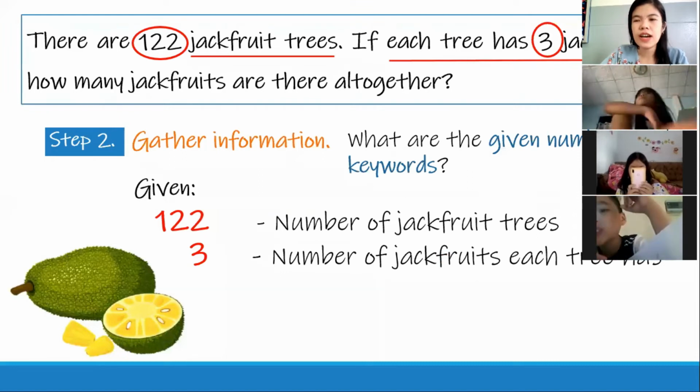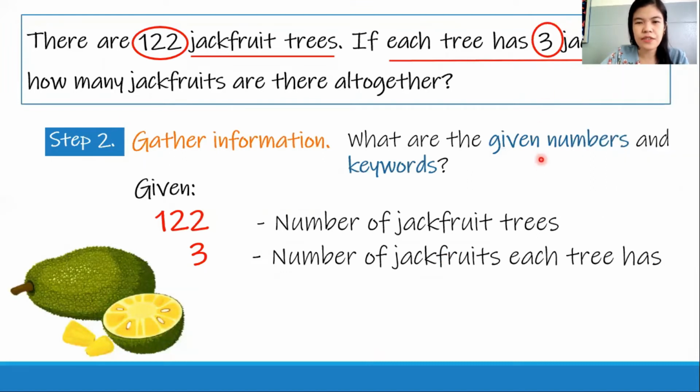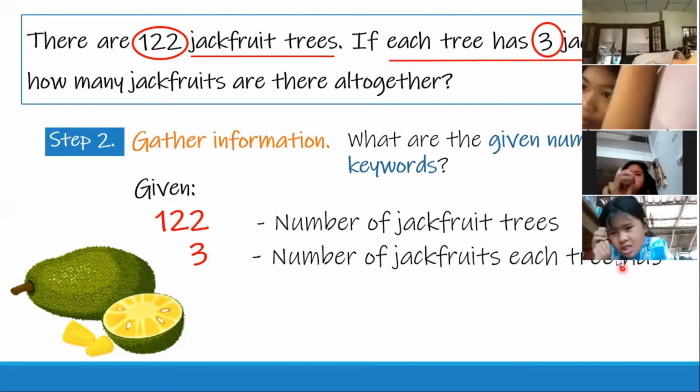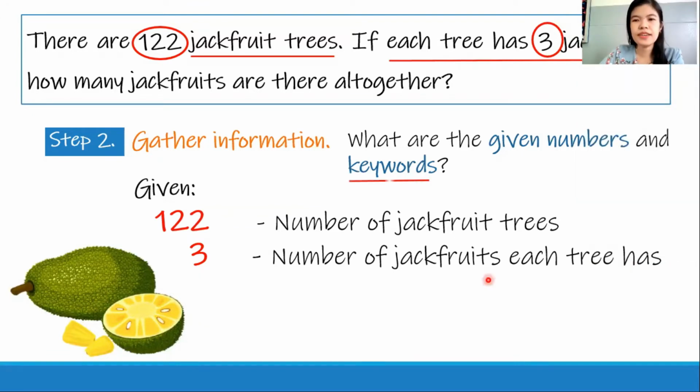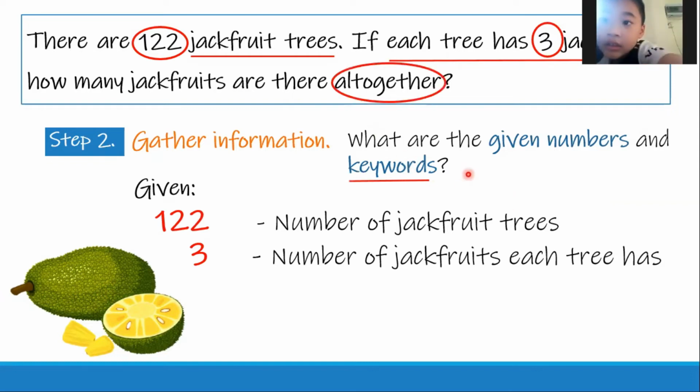Are there any keywords that you can see in the problem? Can you look for the keywords in the problem? We have the words all together. Okay, we are looking for the total number, right? So we have now the given numbers and we have now the keyword. So times. Yes, times, that's right.